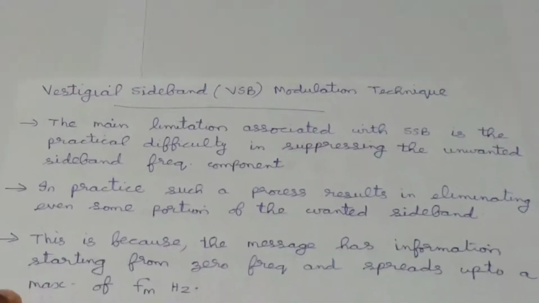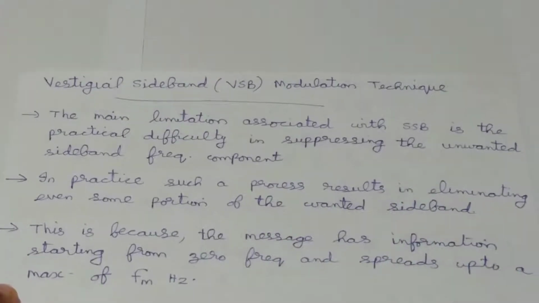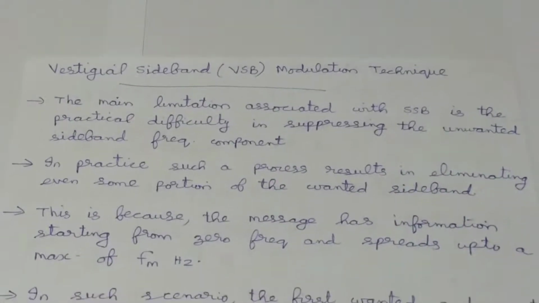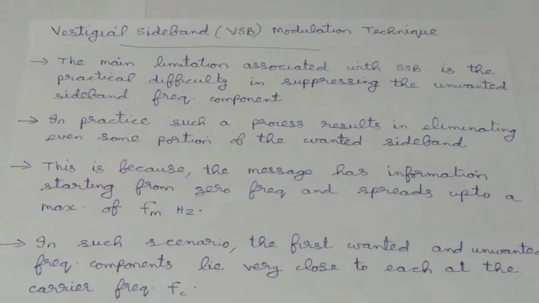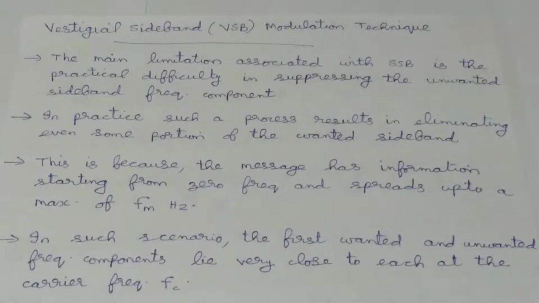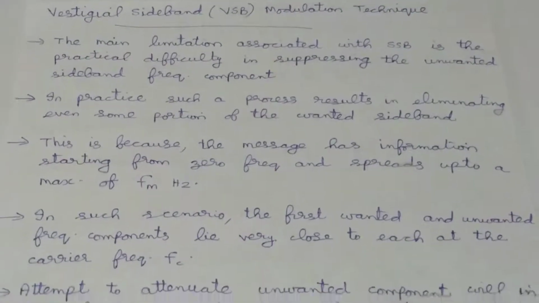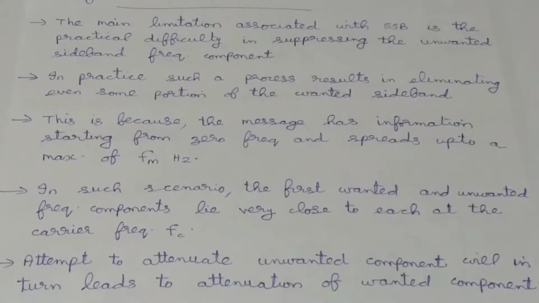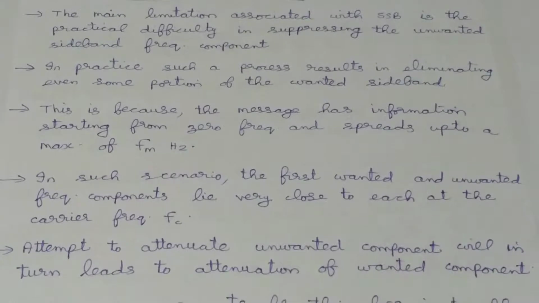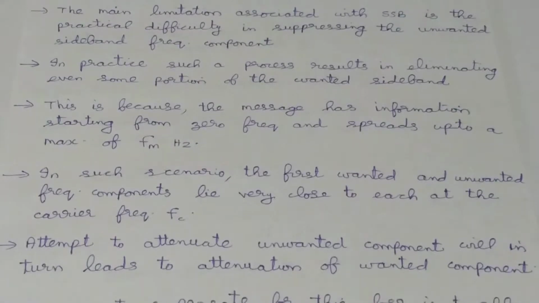This is because the message has information starting from zero frequency and spreads up to a maximum of fm hertz. In such a scenario, the first wanted and unwanted frequency components lie very close to each other at the carrier frequency fc. So an attempt to attenuate the unwanted component will in turn lead to attenuation of the wanted component. Let's try to understand this with the help of the frequency spectrum of DSB-SC wave.